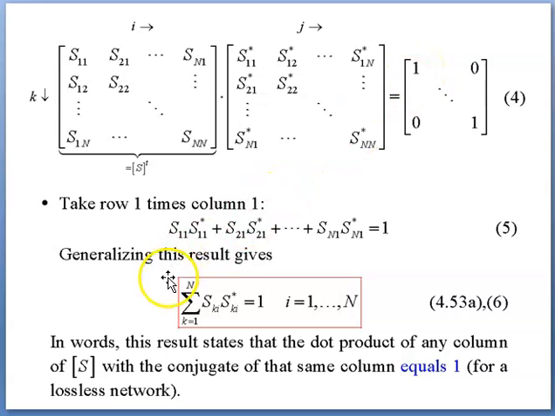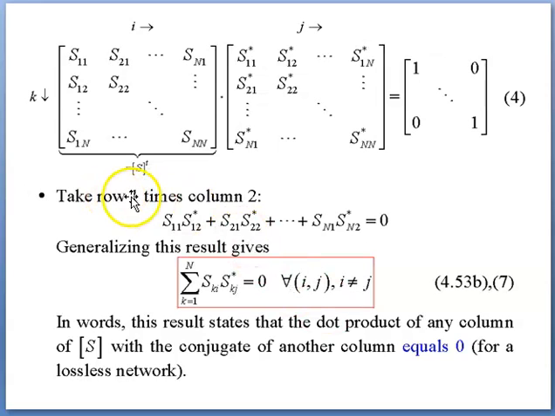So generalizing this result, that will give you the summation of SKI times SKI conjugate is equal to 1, where I is equal to 1 up until N. So in other words, this result states that the dot product of any column of S with the conjugate of that same column equals 1 for a lossless network.